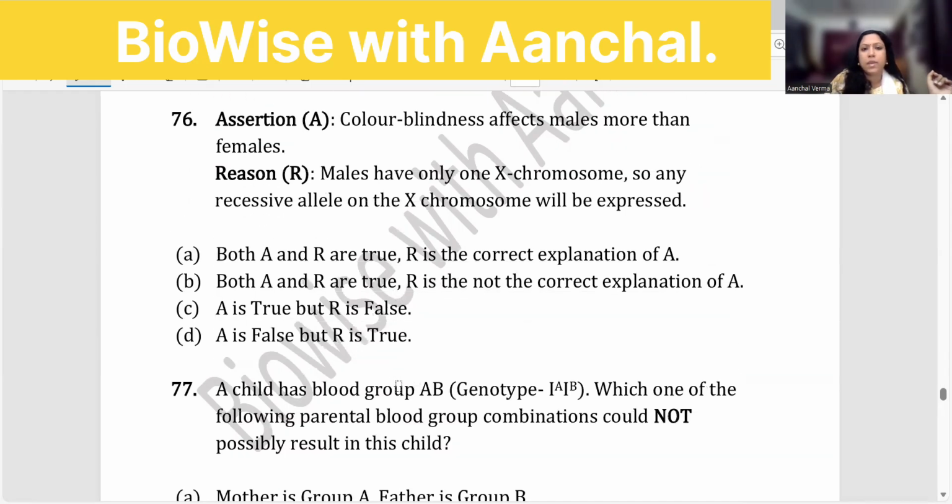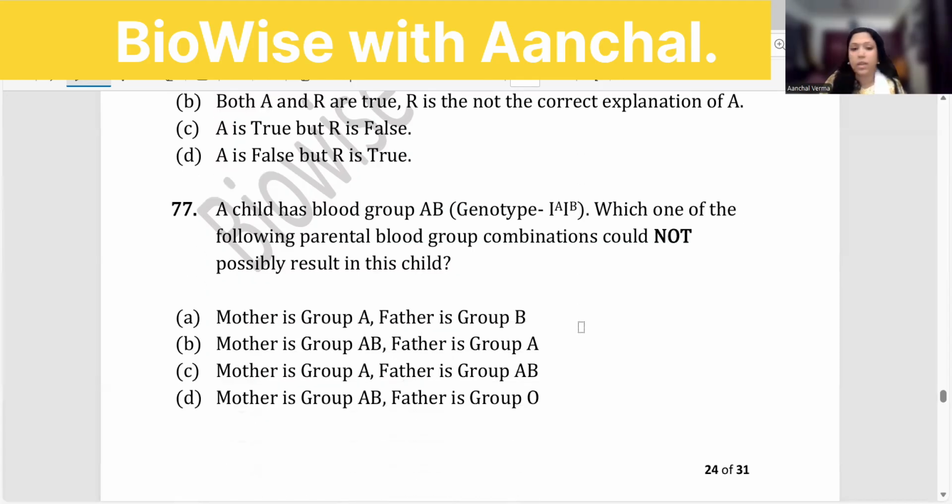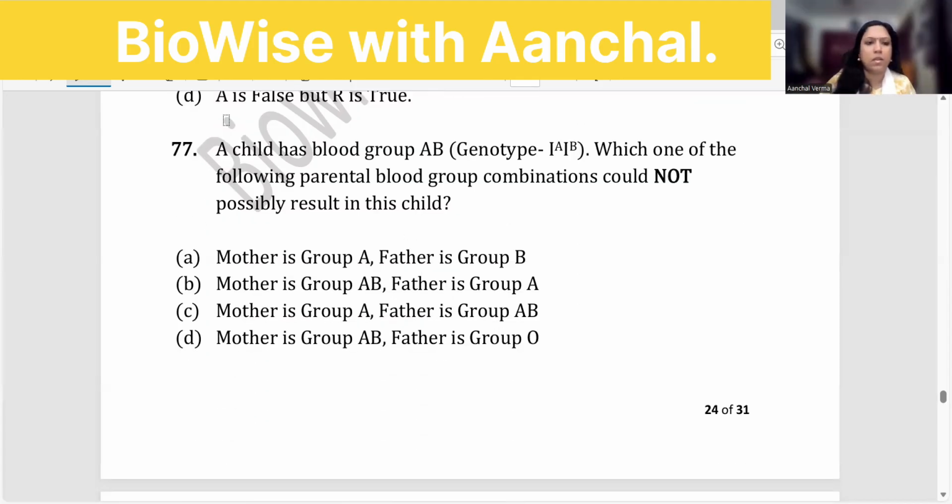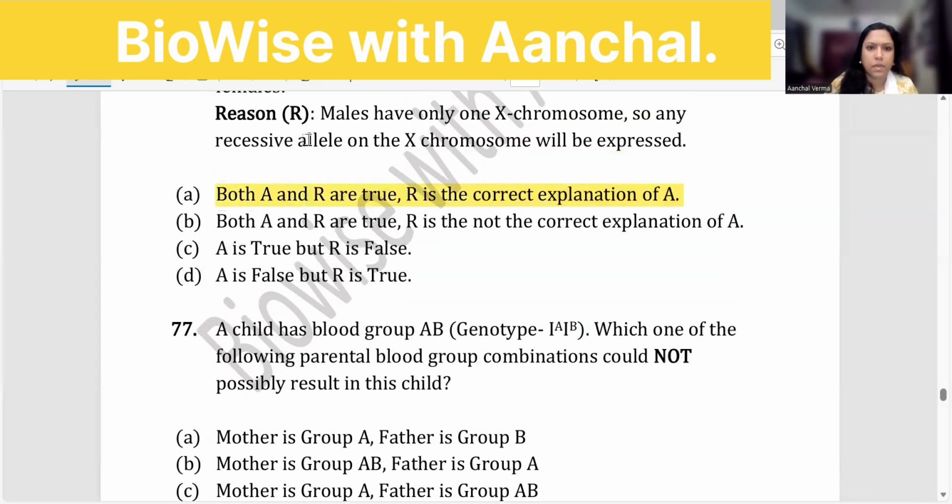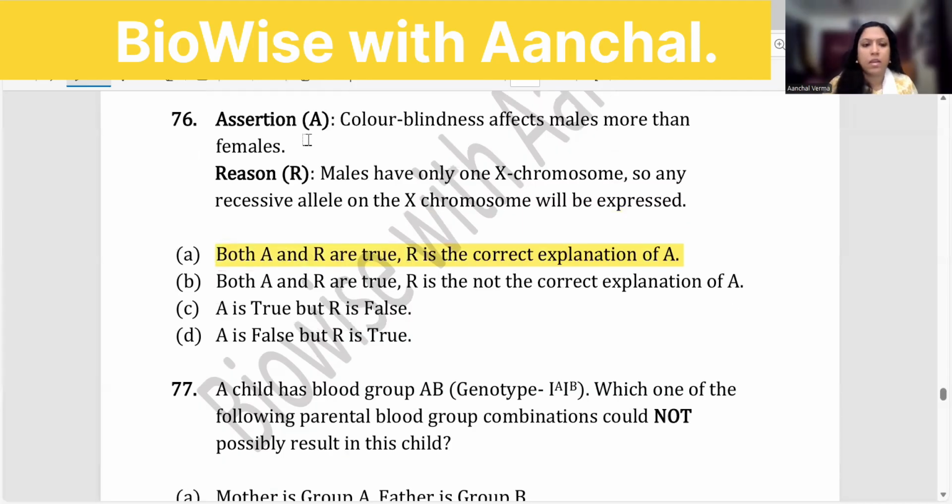Color blindness affects male more than females. This is correct. Males have only one X chromosome, so the recessive allele on the X chromosome will be expressed. So this is a true explanation. Moving to the next. So this is the right answer. That is 76A. Moving to the next.